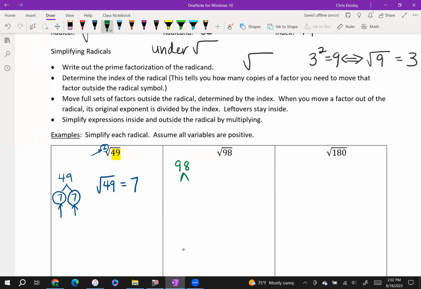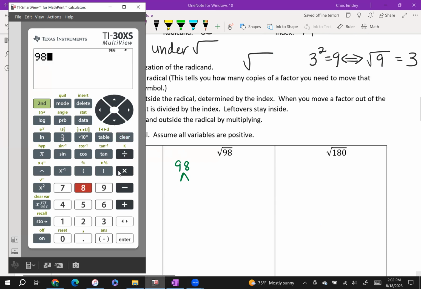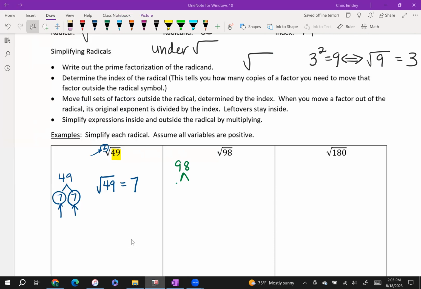Factors of 98. Well, I don't know them off the top of my head. Let's see. I know it's an even number, so it can be divided by 2. There we go. 2 times 49 gives me 98. 2 is a prime number, so that one's done. But 49 can be broken down again, 7 times 7. There are all my factors.